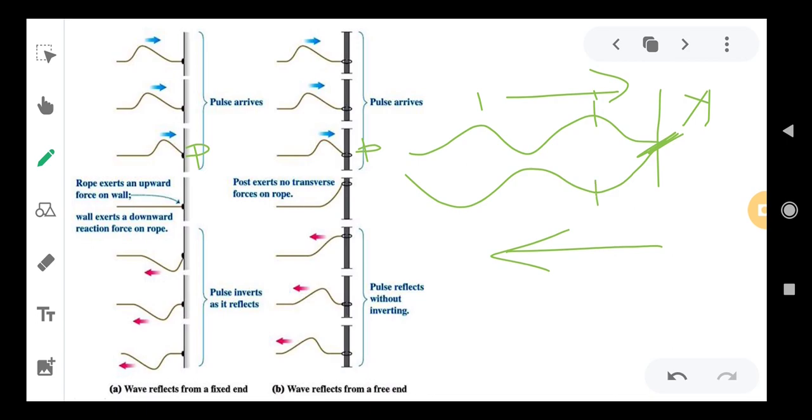Crest to trough overlap, the resultant will be 0 at the point of striking. Hope you have cleared the point.